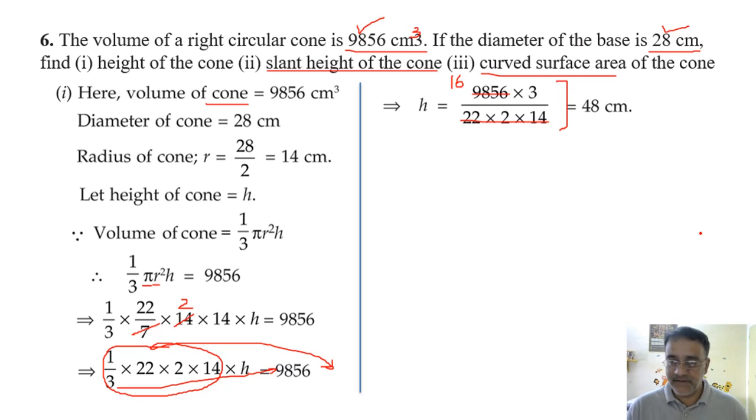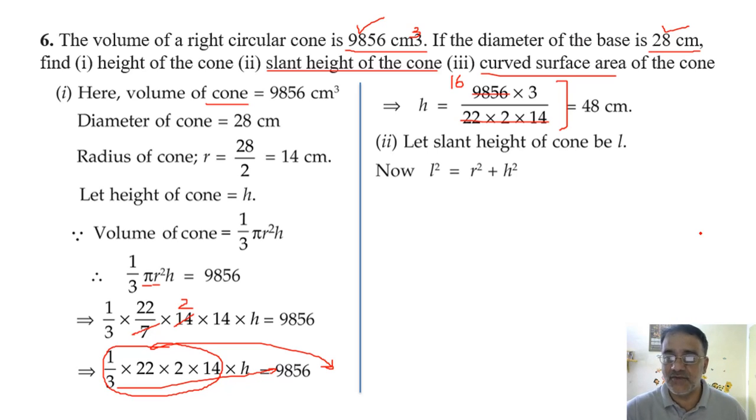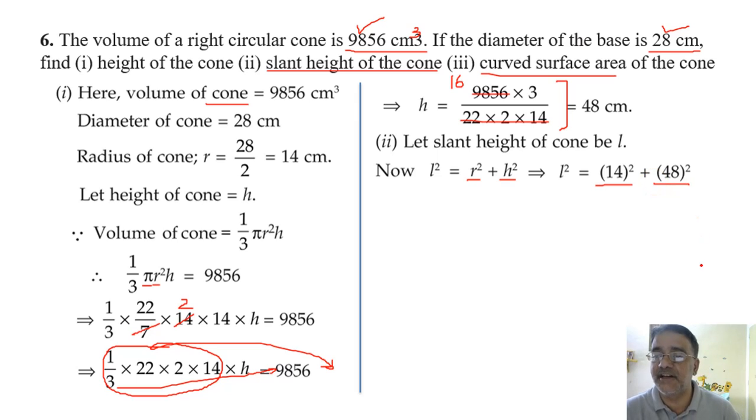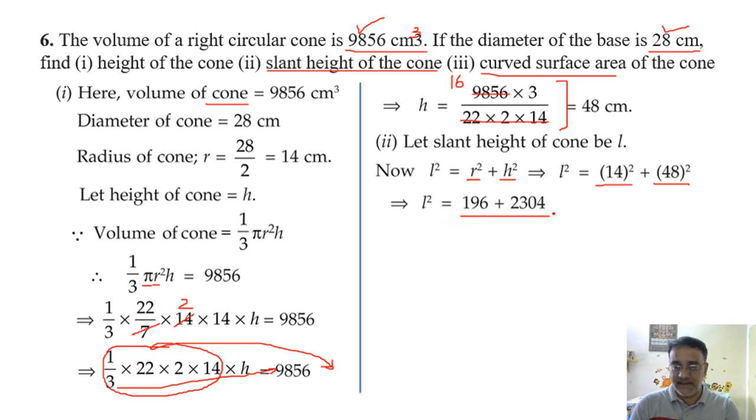Okay, fine, very good. So let the slant height of the cone be L. So we know that L square is equal to r square plus h square. So we'll substitute the value of r and h here. That is 14, 48. 14 square is 196 and 48 square is 2304. Now add these two, we'll get 2500. So what is the square root of 2500?